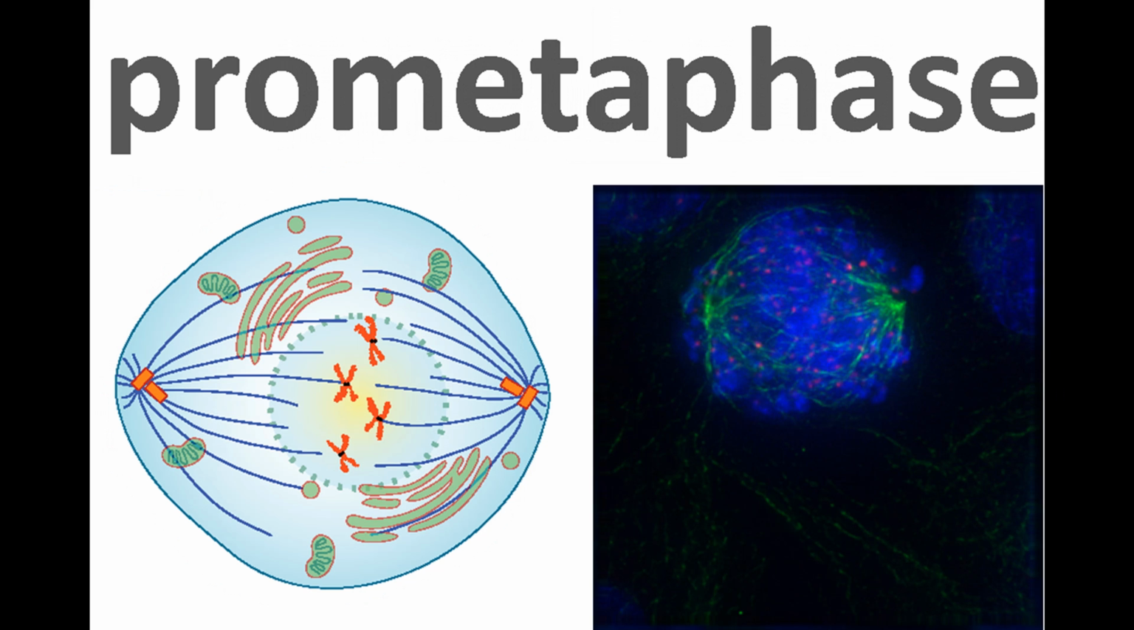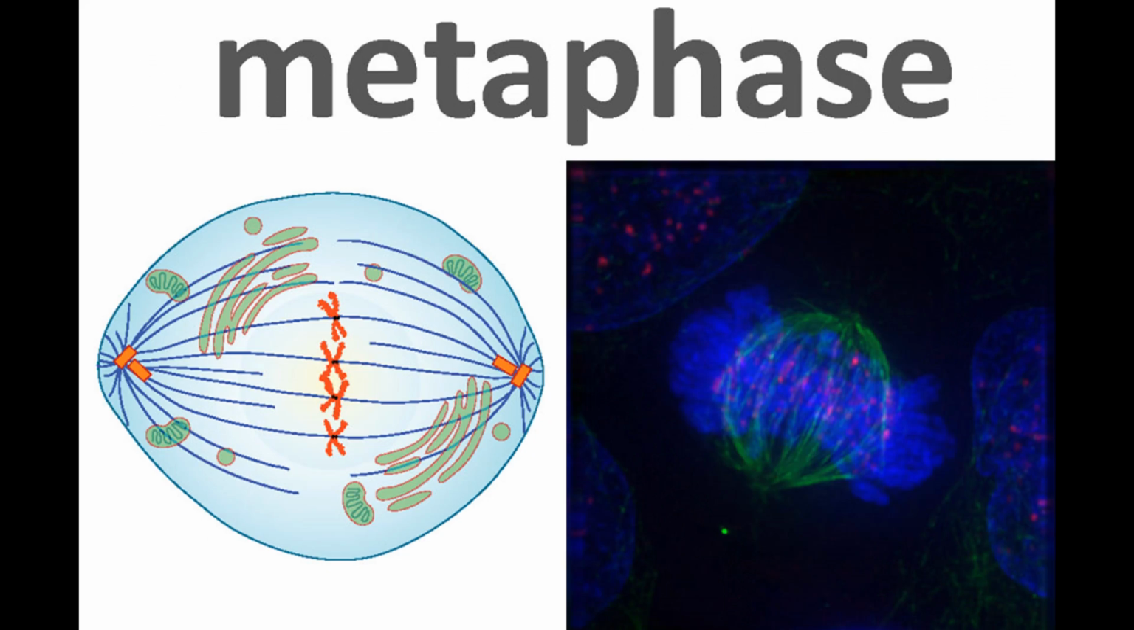Because a lot of these changes can be hard to see, the first change that one may notice is in prometaphase. In prometaphase, the nuclear envelope bursts, and the microtubules from the mitotic spindle will start to connect to the chromosome's kinetochores. The kinetochores are proteins on the centromere, the place where the sister chromatids connect.